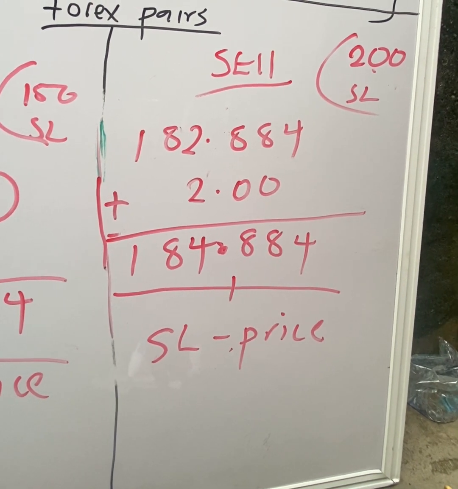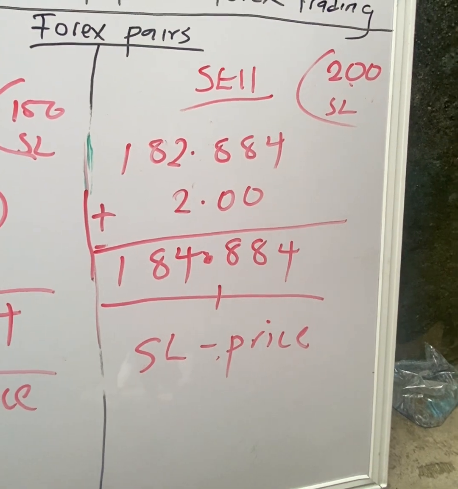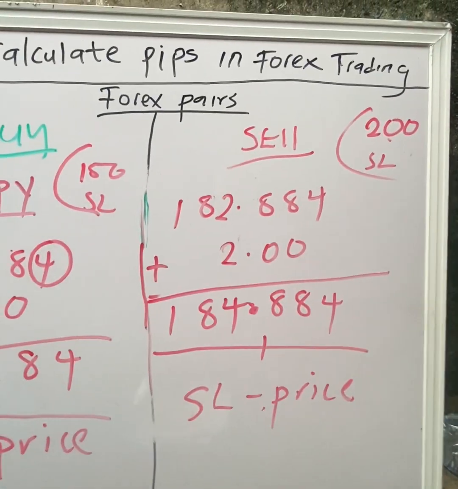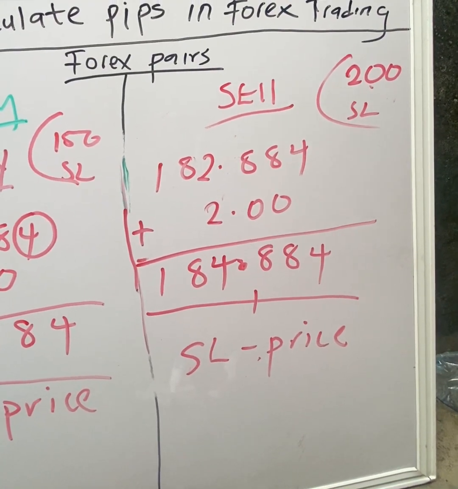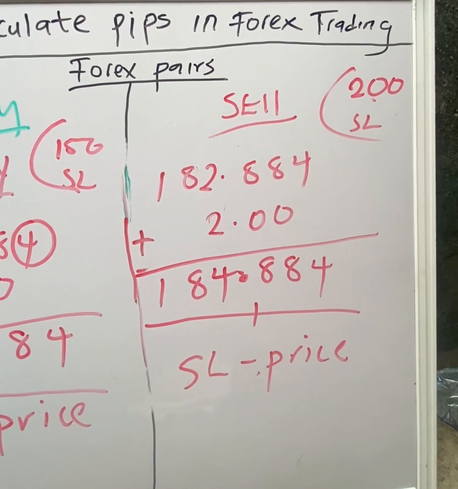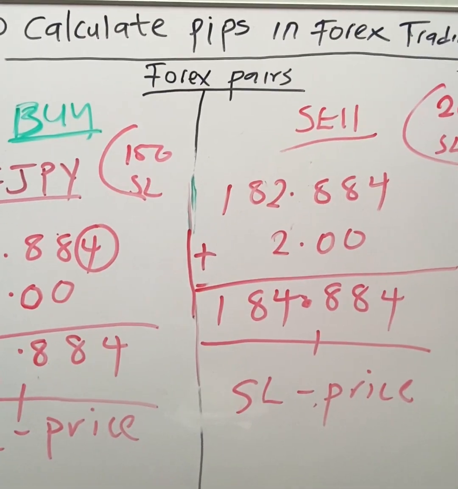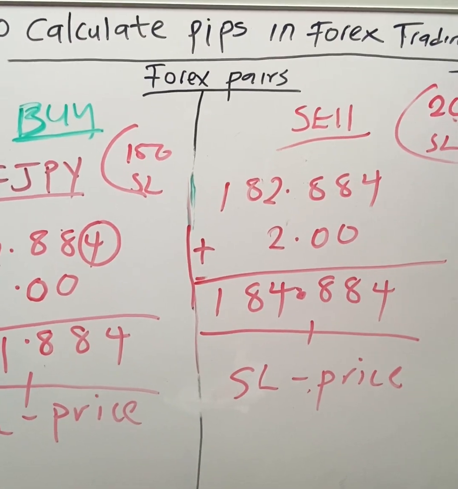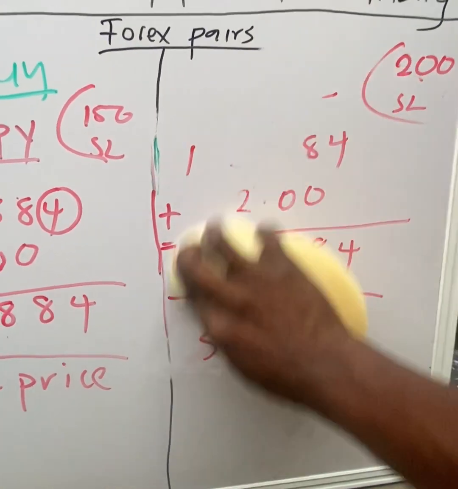I think if you watch this video very carefully, you should be able to calculate pips by now for the forex pairs. So let's go to gold. If you have any question to ask, you can ask that in the comment section. I will do well to reply to you. So let's go to the gold pair. I don't want this video to be too long.